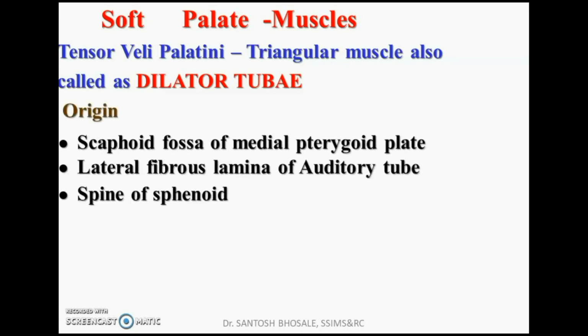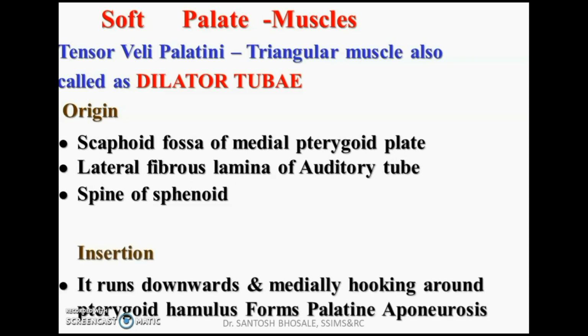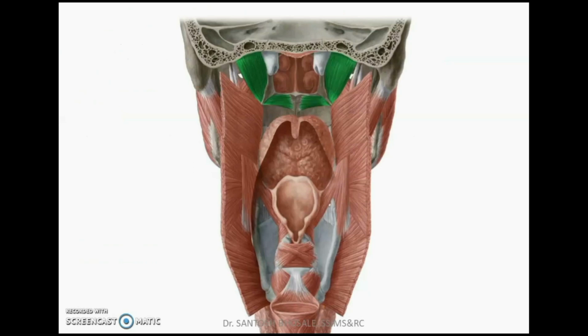It's a triangular muscle also called as dilator tubae. It takes origin from the scaphoid fossa of medial pterygoid plate, lateral fibrous lamina of auditory tube, spine of sphenoid. It runs downwards and medially by hooking around the pterygoid hamulus. You can see there. It comes from the lateral side of the medial pterygoid plate, whereas levator veli palatini is medial side of the medial pterygoid plate. This muscle hooks around the pterygoid hamulus and forms a quadrilateral fibrous framework called as palatine aponeurosis.